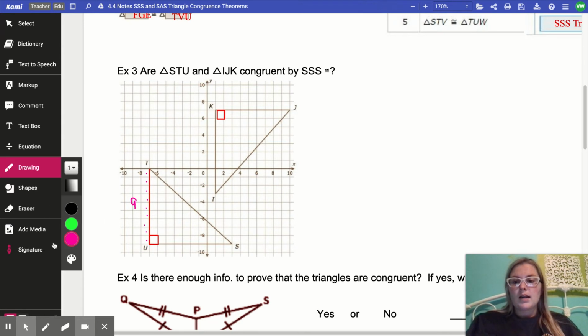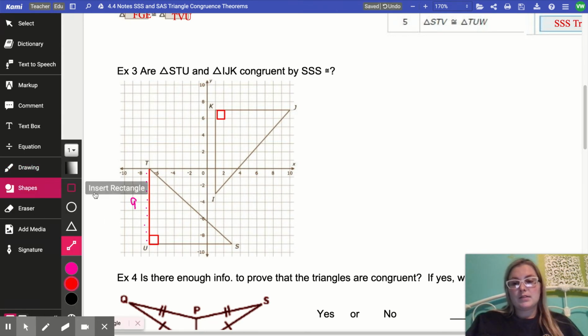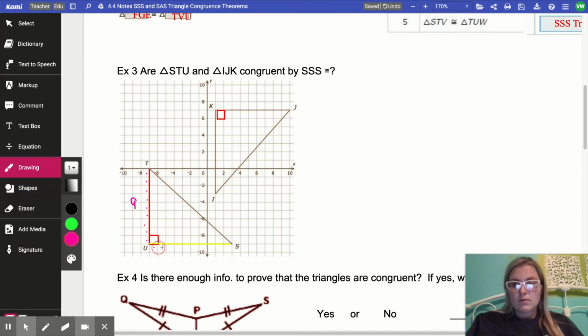All right, now I'm going to check my other easy to count line just right off the bat because that's the easiest thing for me to do. So I'm going to go from U to S, and that's going to be 1, 2, 3, 4, 5, 6, 7, 8, 9, 10 units. So I'll write a little 10 down here.